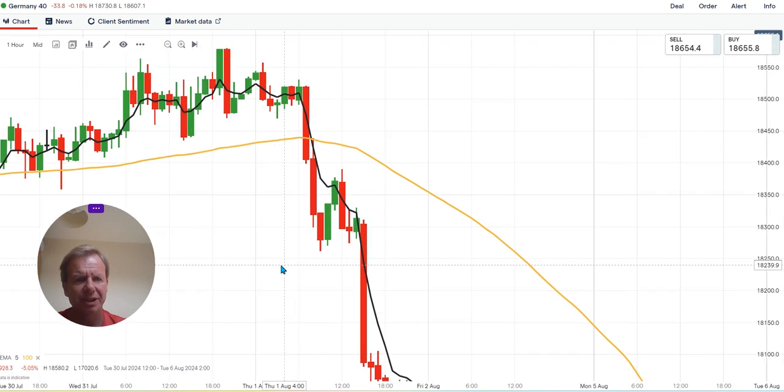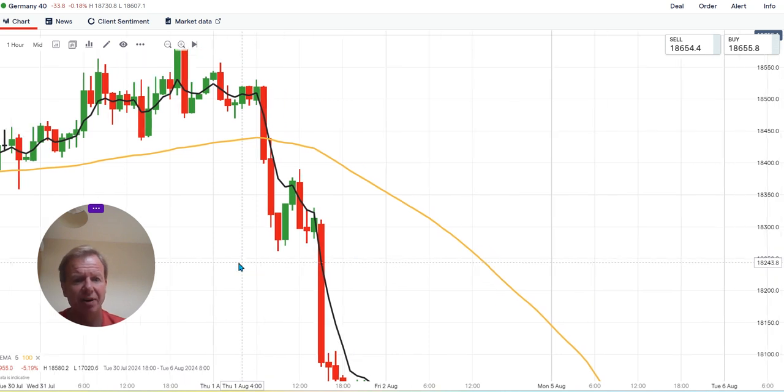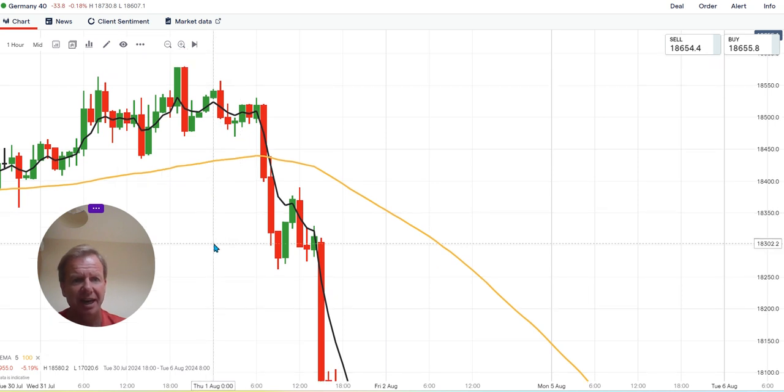So this is so simple to trade. This is the DAX, or Germany 40 as it's called in my broker. It's basically the top 40 companies in Germany in an index. So it's an index basically, and it's top 40 companies. And here I've got the chart. It's a chart of the DAX, and this is an hourly chart. So each of these candlesticks represents an hour of trading.